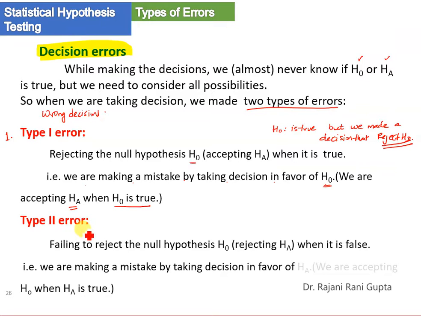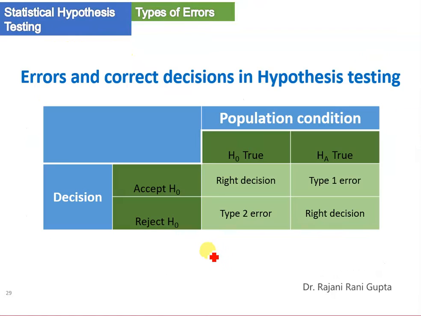The type 2 error is failing to reject H naught when it is false. Means here H naught is false, this statement is not true, still we accept H naught. So we are making a mistake by taking a decision in favor of H naught when HA is true.